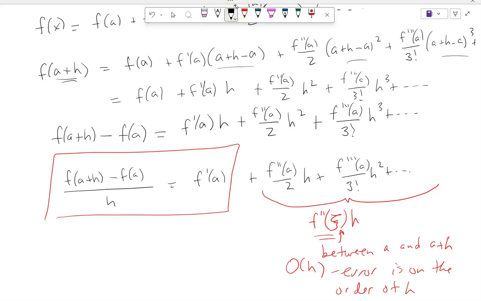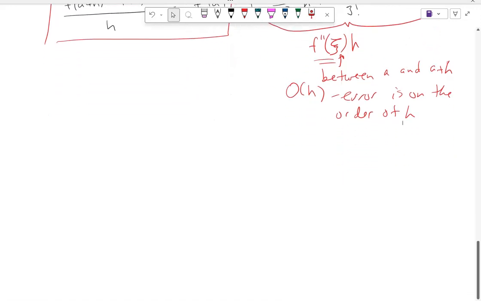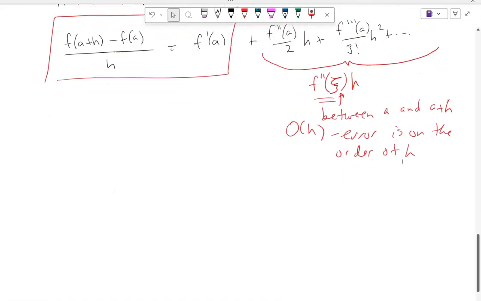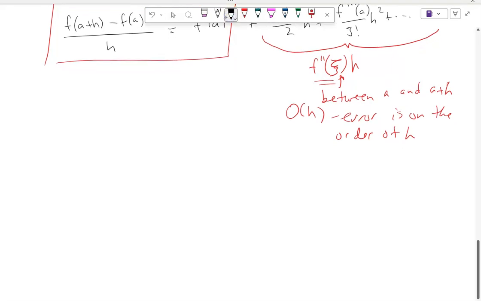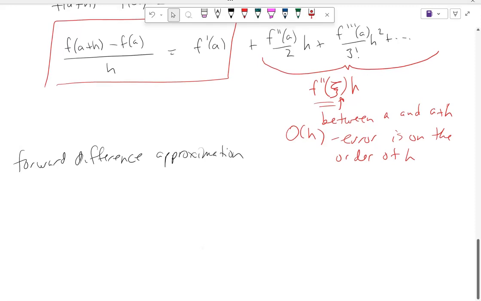By the way, this is not the only way to get an approximation for the derivative. And if you want other approximations, you might want them better than just first order. All right, so let's talk about some other methods that you might get. By the way, this is what's referred to as the forward difference approximation, because you did a plus h minus a, essentially, in the numerator.